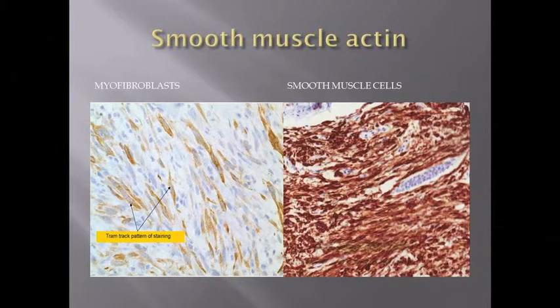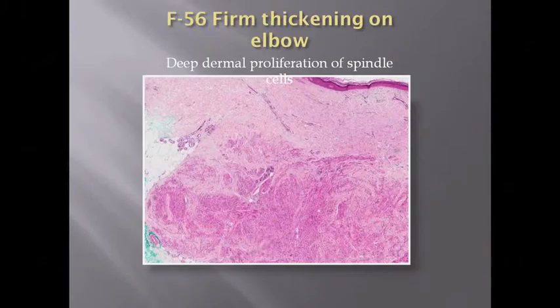These features come into play, and it helps quite a lot. Now I'm going to take you through some cases which I had recently to understand how we can delineate or help in making a diagnosis of smooth muscle tumors. Now, the first case here was a 56-year-old female who presented with a firm thickening on the elbow.